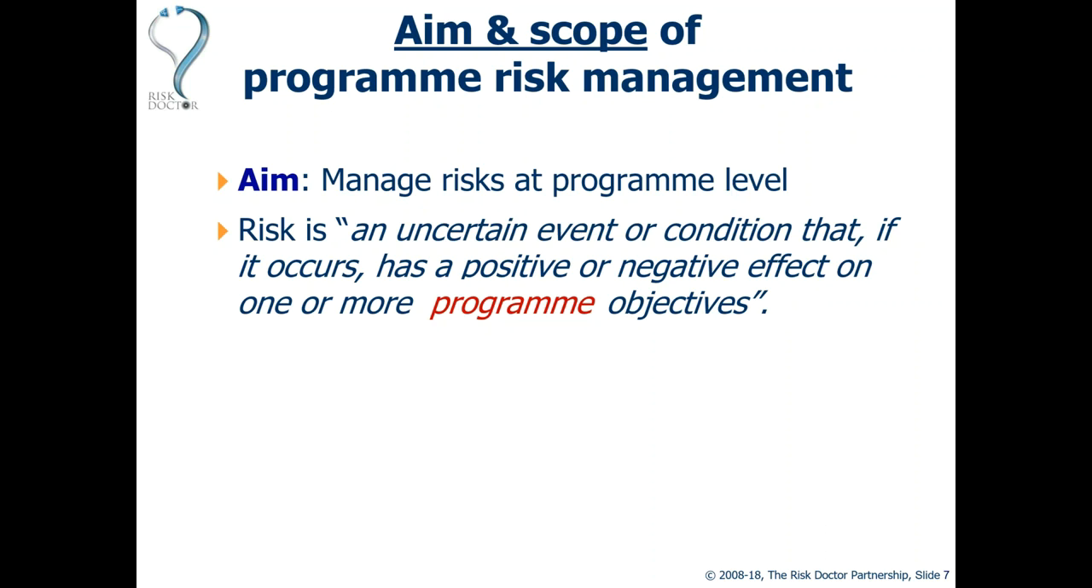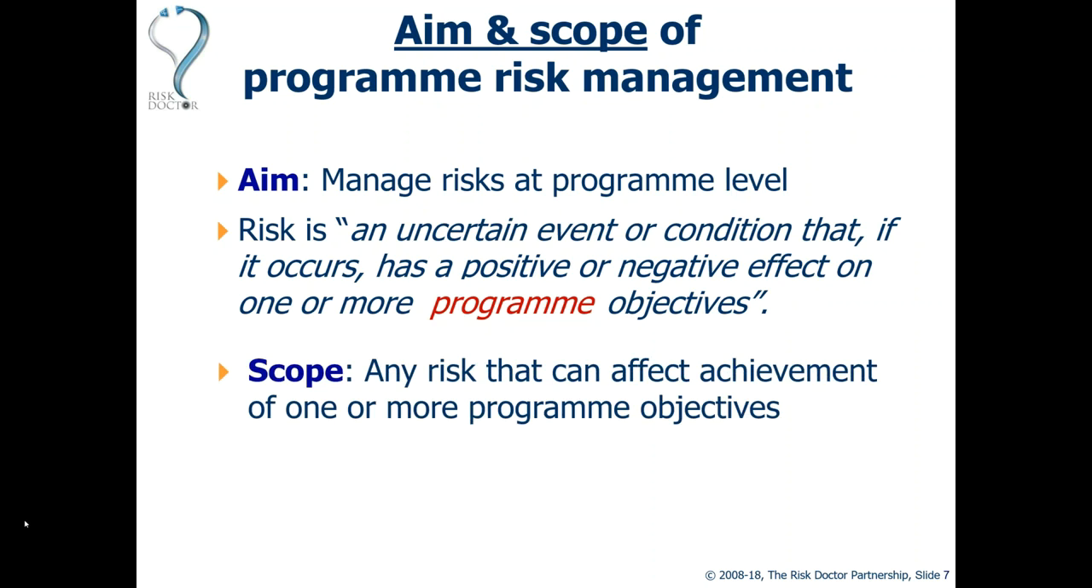So because programs are not projects, then automatically program risk management is at a different level from project risk management, because program objectives sit above project objectives. So in terms of our scope, the scope of program risk management, we're looking for any risk that can affect achievement of one or more program objectives. And hopefully that's clear. So if we're looking in our program risk register and we find uncertainties that can affect projects, or can affect strategy, or can affect anything other than program objectives, they don't belong to the program.